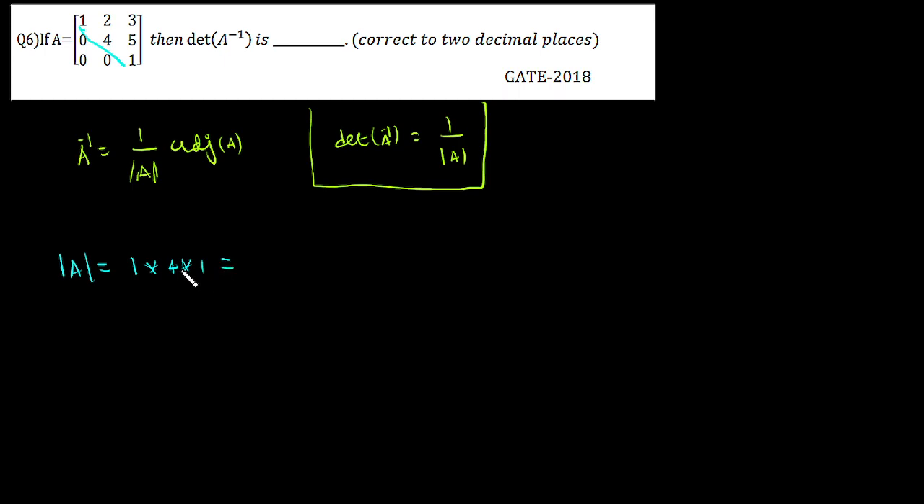So I am getting the determinant as 4, and I have to take the inverse of this 4 to find the determinant of the inverse. So I can say the determinant of this inverse matrix is just simply 1 divided by 4, which is 0.25. So I have to write here 0.25. Okay, now let's move to the next question.